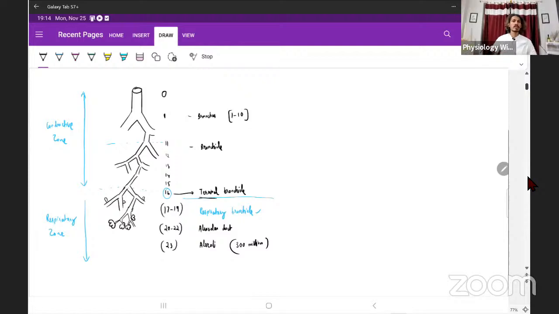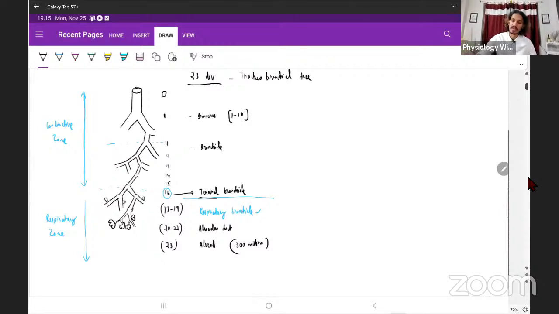So this is what we call the Weibel-Palade model, and it is talking about how there are 23 divisions in the tracheobronchial tree. 23 divisions of the tracheobronchial tree are present. Now, how is it changing? What is the difference between them?